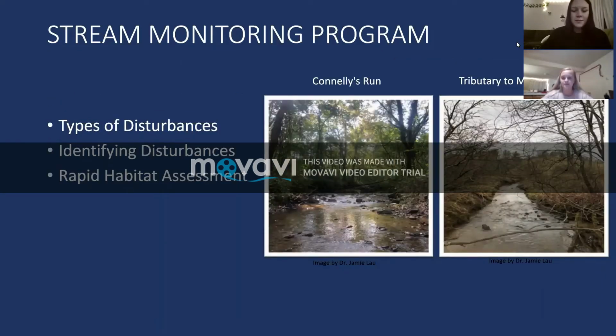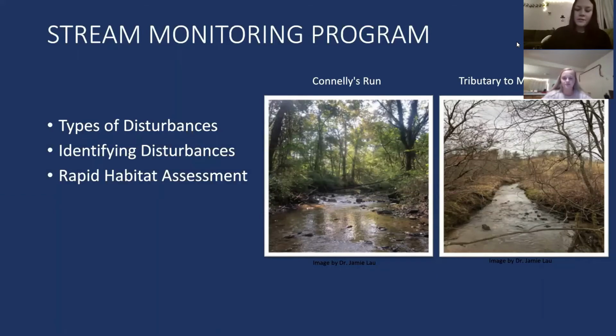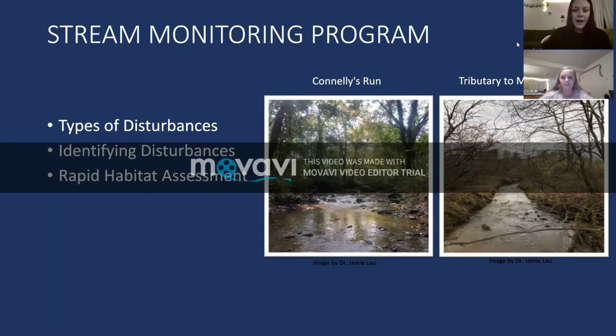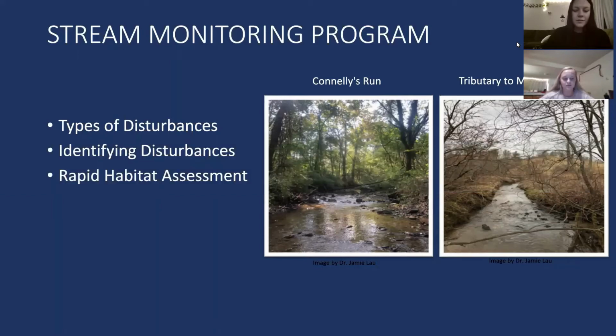The types of disturbances include pulses, which are short-term events, presses, which are long-term events with constant intensity, and ramps, which are long-term events that change intensity over time. When identifying the type of disturbances we might have, this will allow us to understand any alterations with the stream health, physical conditions, and ecological states of freshwater ecosystems. Our team strongly believes that disturbances associated with Connelly's Run is a ramp disturbance due to the constant recreation that varies throughout the season.